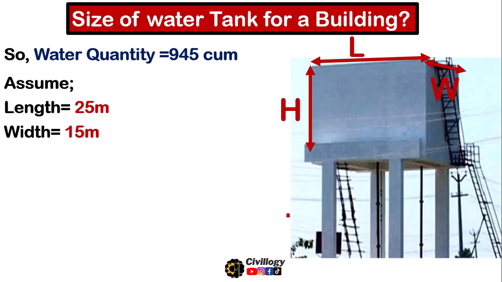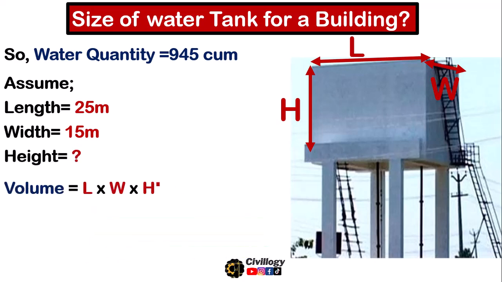Okay, we assume that the length is 25 and width is 15 meters. Similarly, you can do it for a single home, depending upon the availability of space on your roof. And what will be the height? Now to calculate the sizes, that is length, width and height, we need to know the volume. The volume is already calculated, which is 945 cubic meters.